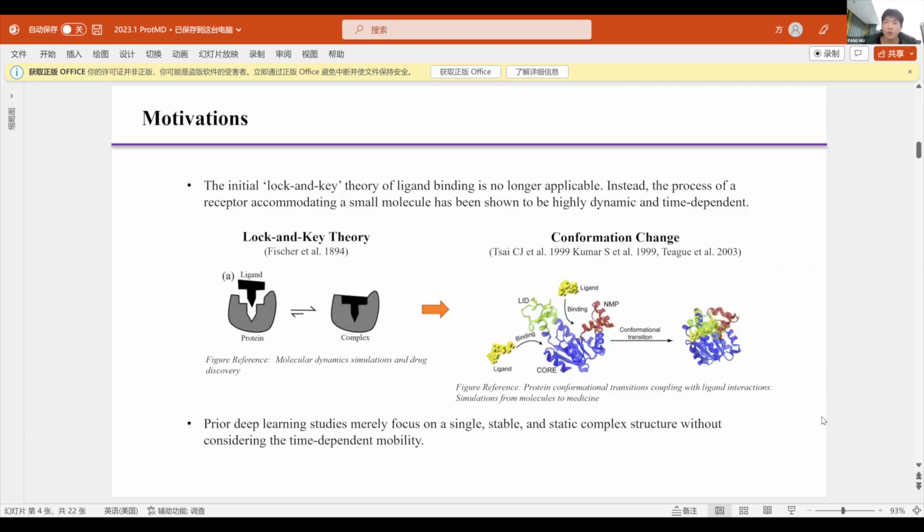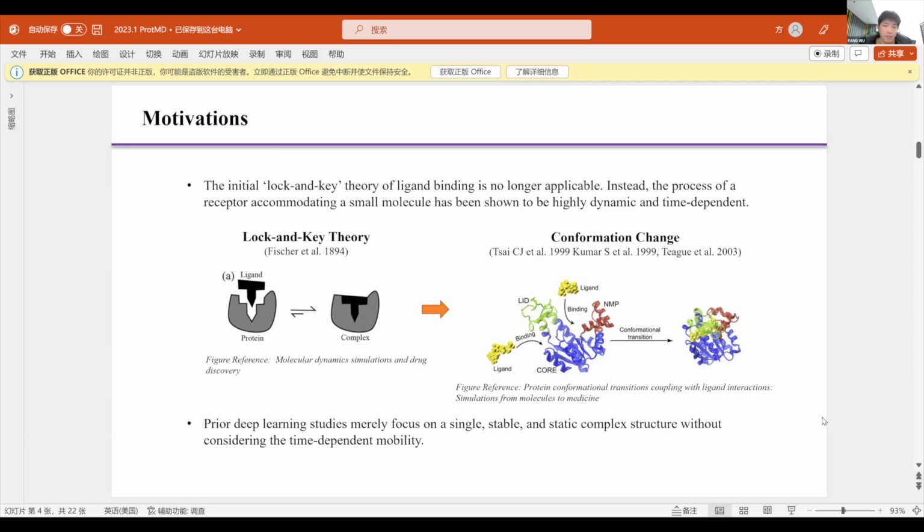So now let's go to the motivations of our work. The latest biological discoveries find that the initial lock and key theory of ligand binding is no longer applicable. Instead, the process of a receptor accommodating a small molecule has been shown to be highly dynamic and time dependent. As you can see in the left figure, the lock and key theory assumes that the protein and the ligand do not change during the binding process. However, this is not true. Both the ligand and the protein undergo some conformational change during the binding procedure.